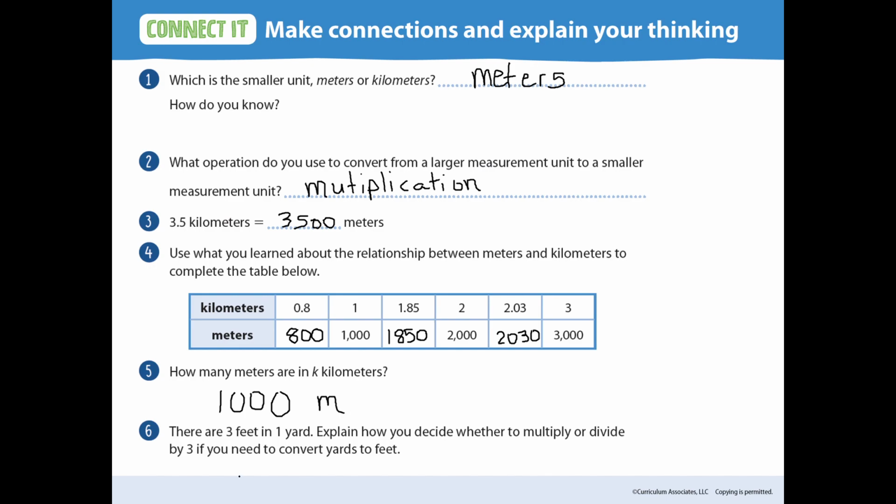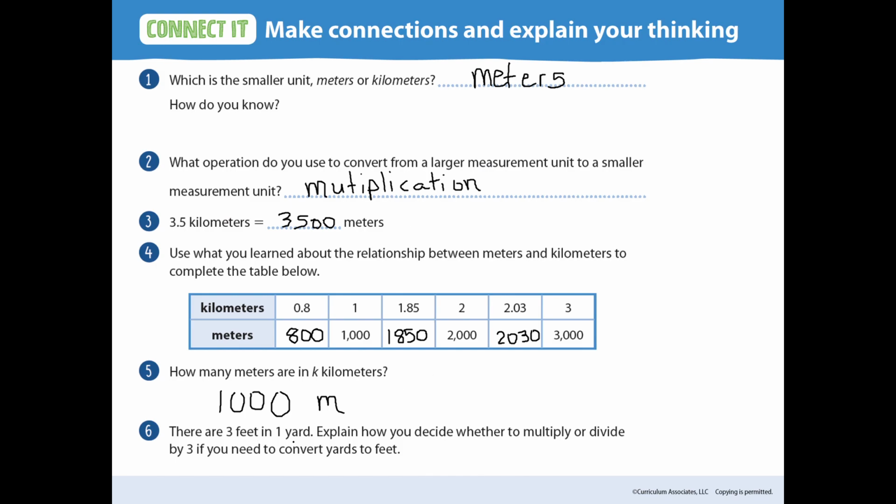Number 6, there are 3 feet in 1 yard. Explain how you decide whether to multiply or divide by 3 if you need to convert from yards to feet. So let's look at a previous question here to help us decide this. Number 2 says, what operation do you use to convert from a larger measurement unit to a smaller measurement unit? And we decided that we would use multiplication. So let's apply that same knowledge to this one.